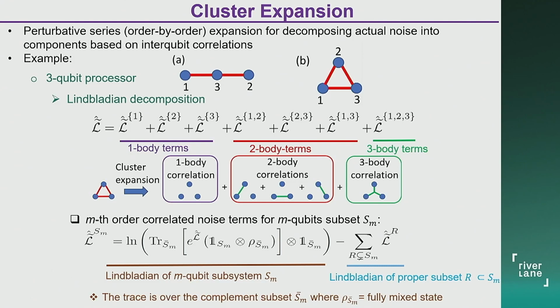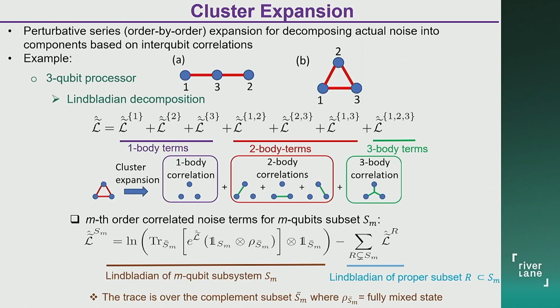So what this formula tells you is that the m-order correlated noise terms among qubits in m-qubit subset S_m here can be obtained basically by doing first a partial trace of the actual noise over the qubits outside the subset S_m. And so this partial trace here will give you the Lindbladian that describes the noise in m-qubit subsystem, which also actually includes all the lower order correlated noise from the 1 body up to m-1 body, which have to be subtracted in order to get the pure m-order correlated noise.